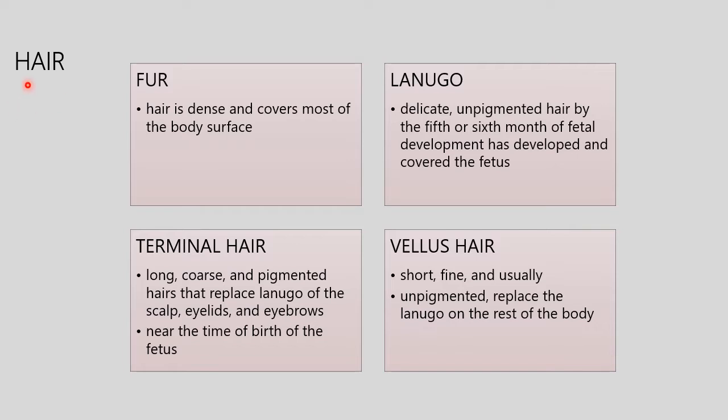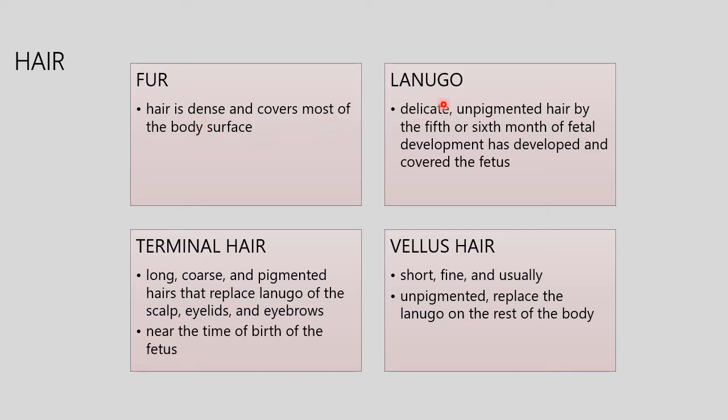So let's define different kinds of hair, no? There's what you call your fur. This hair is dense and covers most of your body surface. So ano ito? Usually in your animals, okay? In humans, yung hair mo is only found on the skin except yung sa palms and soles, sa lips, sa nipples, sa genitalia, and distal segments of your fingers and toes. Usually walang hair doon, okay?